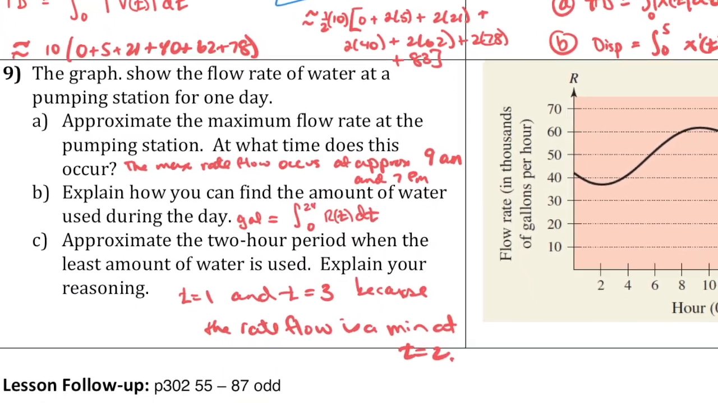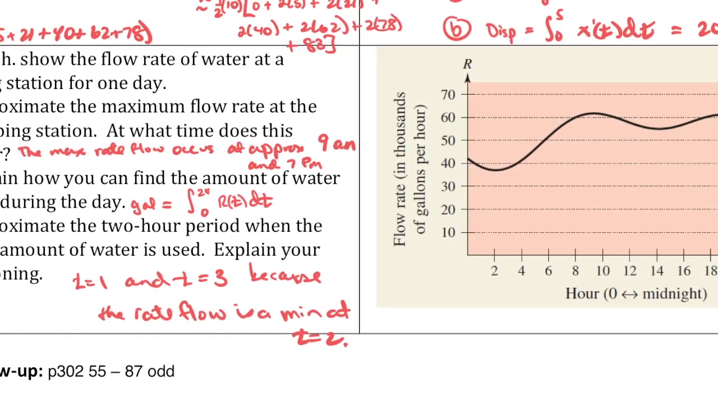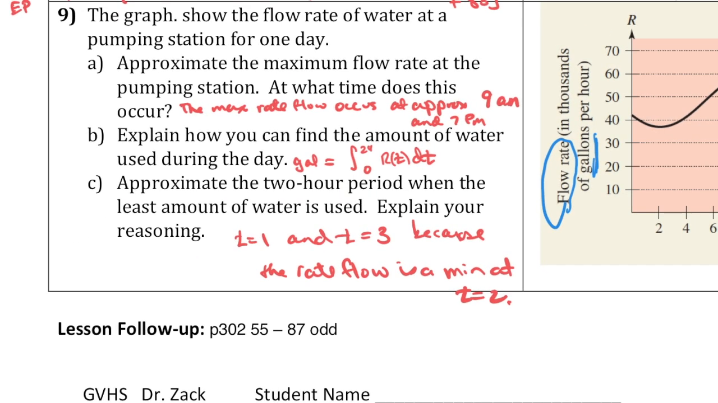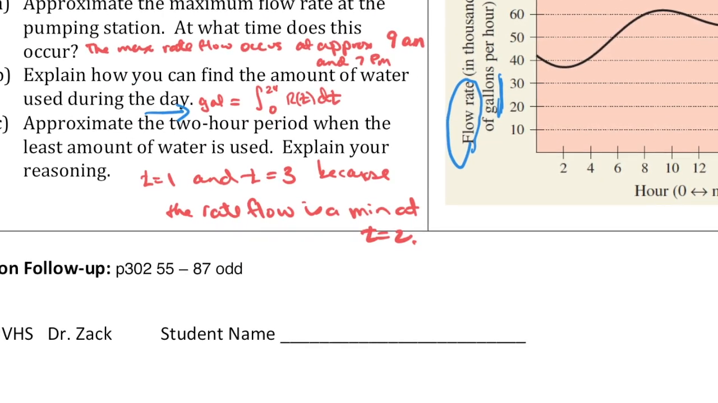As you look at number 9, you're asked to think about the flow rate in gallons per hour. So when you're looking for the amount of water, that would be gallons. That's going to be the integral from 0 to 24 of the rate.